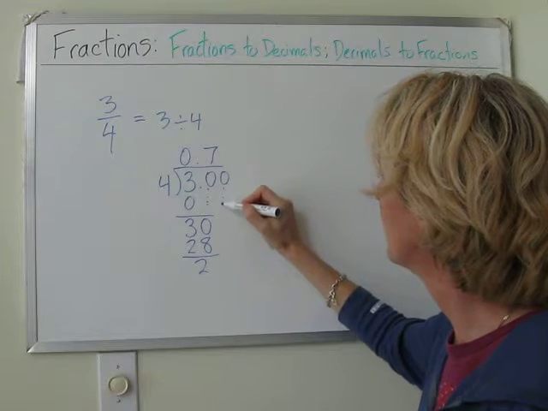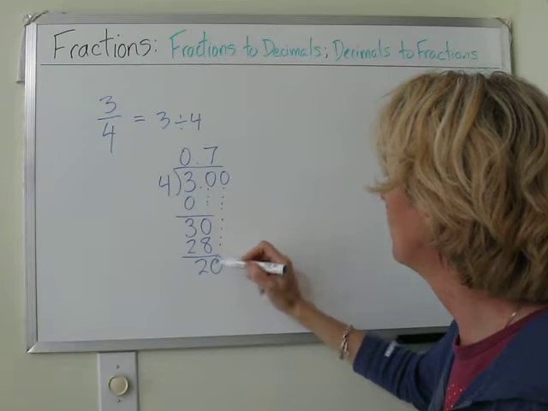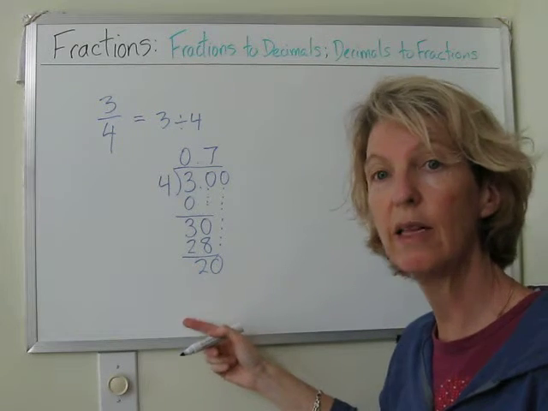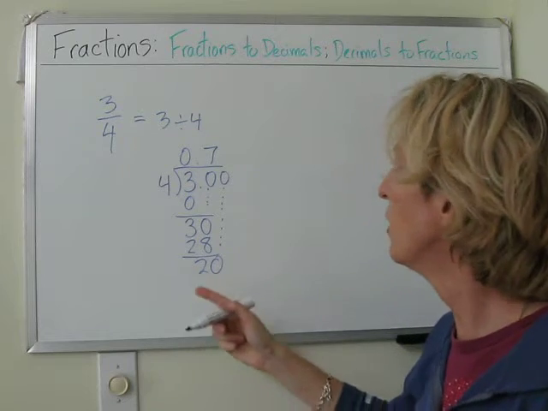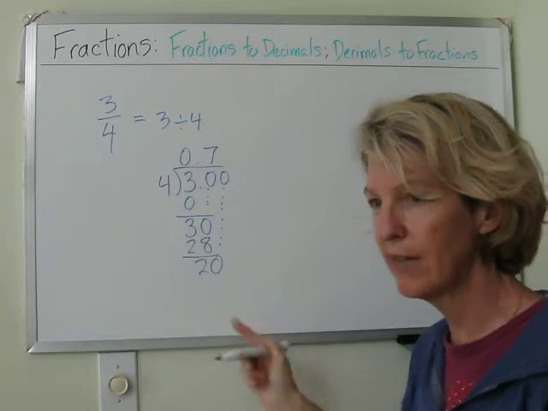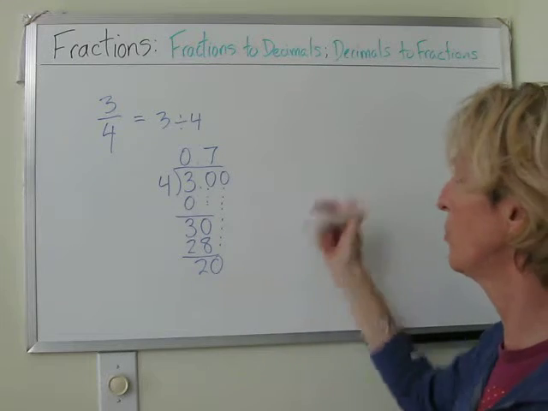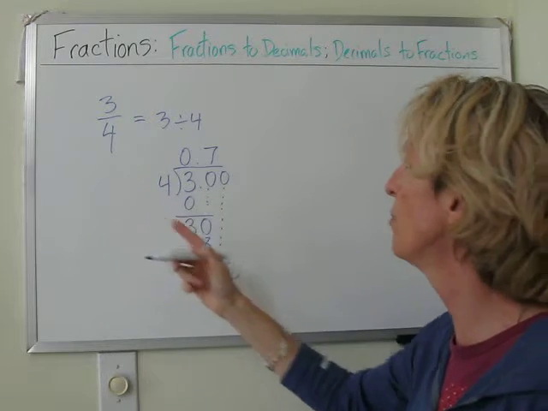Bring down the 0. Bring down another 0, because we have to keep bringing down until we get our answer. Exactly, until there's no remainder. Not all fractions divide nicely, so some you can keep on going. It's way too many decimal places, but I've chosen a simple fraction.